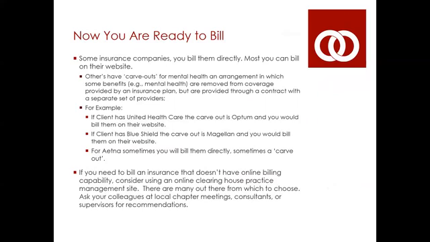Some insurance companies, you bill them directly. Most you can bill on their websites. Others have carve-outs for mental health, an arrangement in which some benefits, for example mental health, are removed from coverage provided by an insurance plan. Instead, they are provided through a contract with a separate set of providers. For example, if a client has United Healthcare, the carve-out is Optum and you would bill them on their website. If a client has Blue Shield, the carve-out is Magellan and you would bill them on their website. For Aetna, sometimes you bill them directly, sometimes a carve-out.